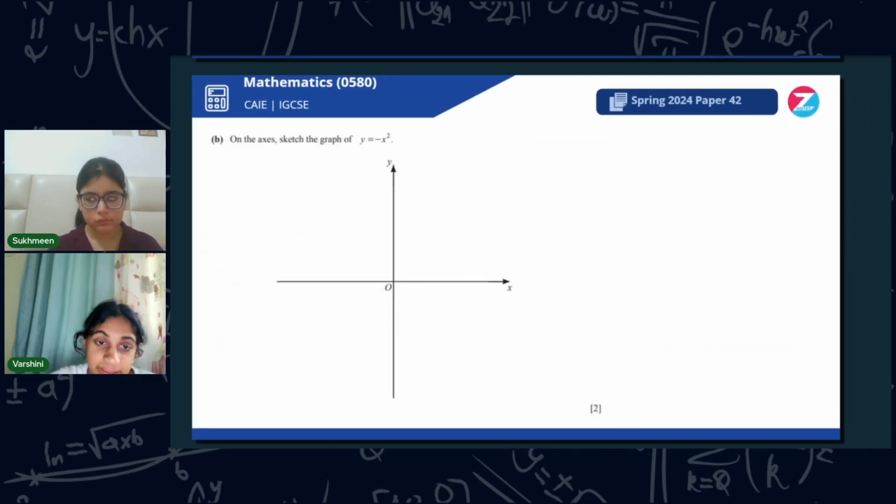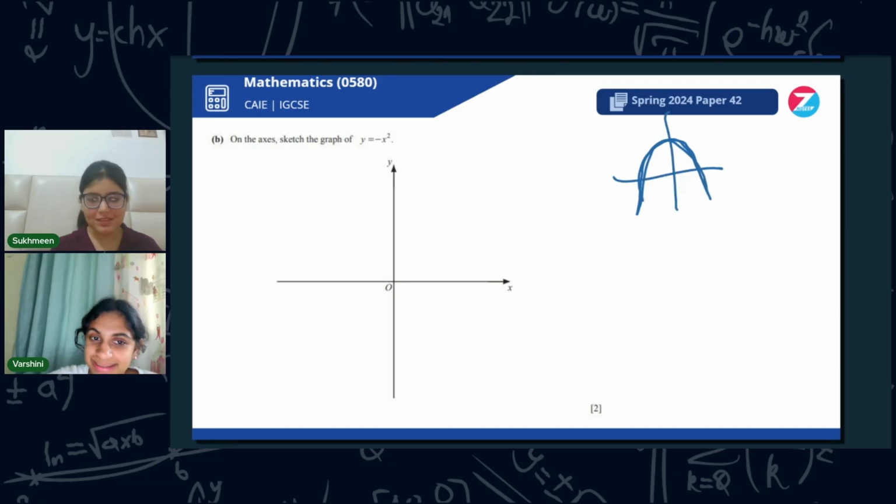On the axis, sketch the graph of y equals minus x squared. First, we can see that this is clearly not a linear equation. This is a quadratic, because there's a squared value. Whenever there's a negative gradient, that is going to be a downwards opening parabola. So it's going to look something like this.